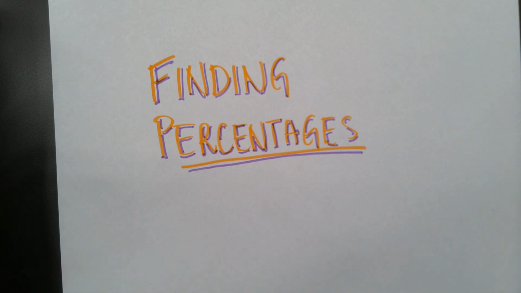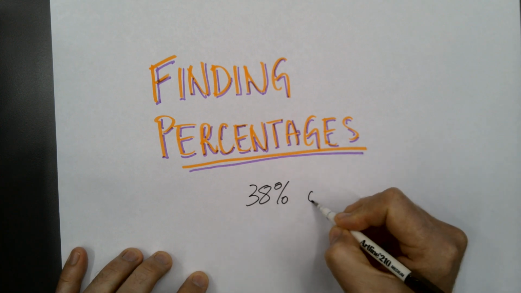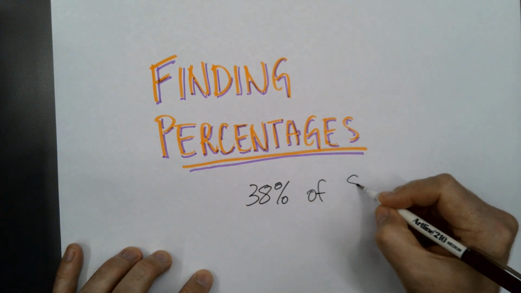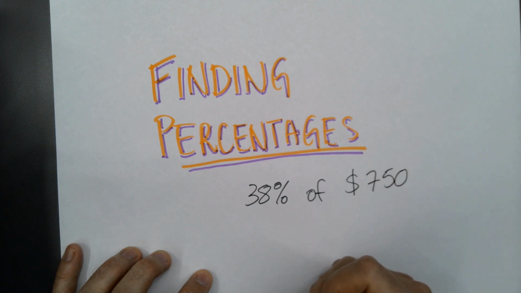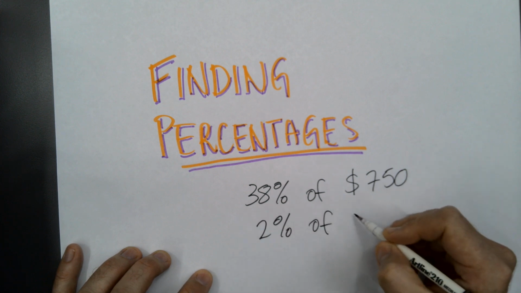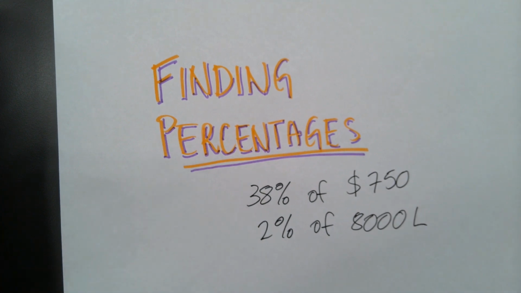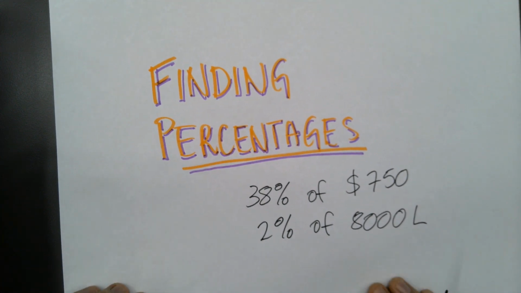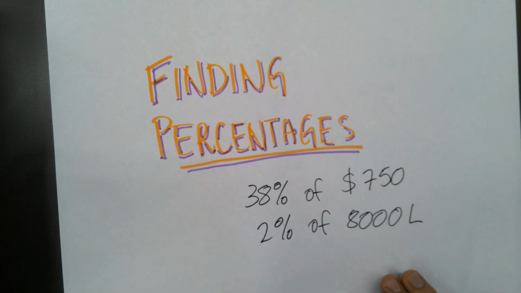So you might have something like 38% of $750, whatever. Or you could have 2% of 8,000 litres. You've got to be able to deal with that, and you need a system that deals with that. This is something you've seen before, but many people find very confusing. So let's have a look at it.